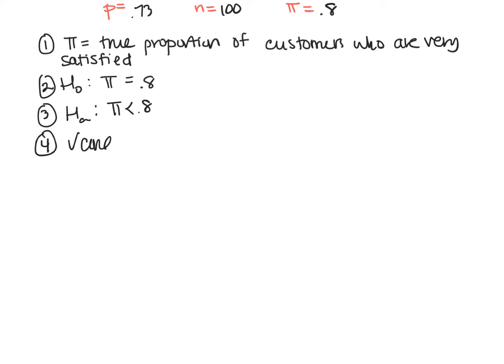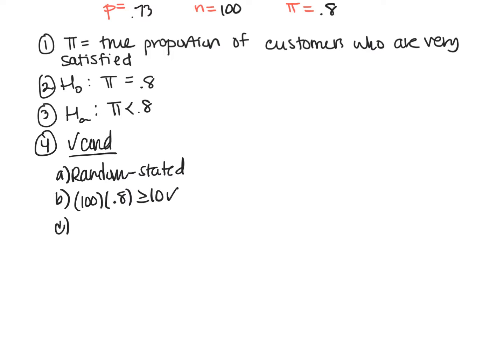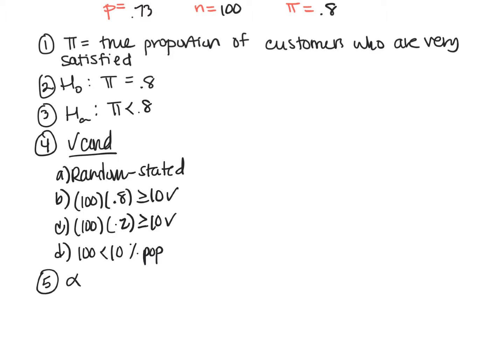Step 4, check conditions. Is the sample random? And the answer is yes, it's stated as using random sampling techniques. B, n is 100 times pi is 0.8, that is greater than or equal to 10. C, n is 100 times 1 minus 0.8, that's 0.2, still greater than or equal to 10. And D, 100 is less than 10% of that population, and we can actually verify that since we know the population is 1 million. Step 5, alpha is equal to 0.05, that's given.